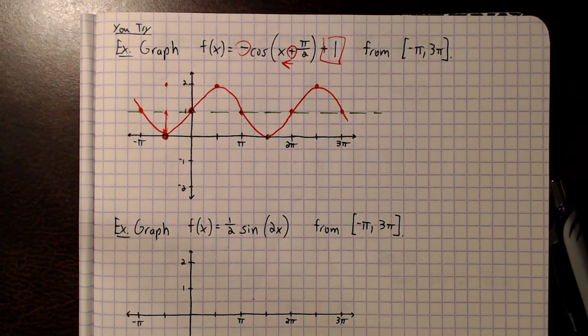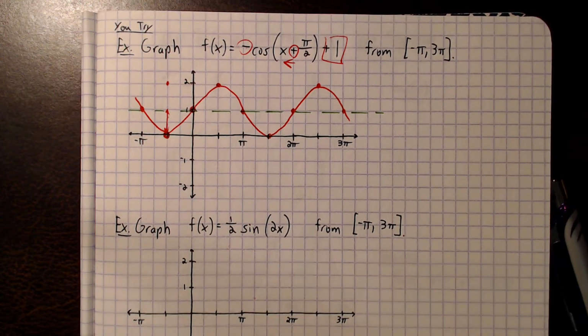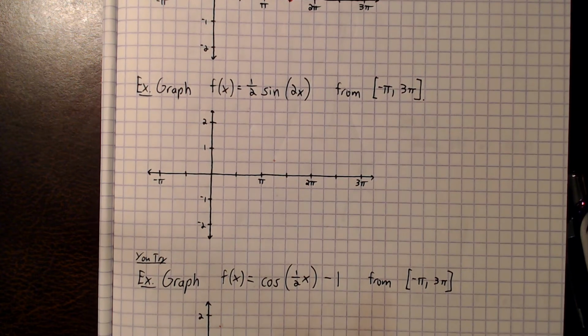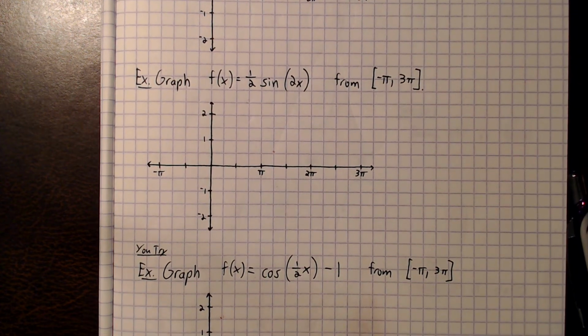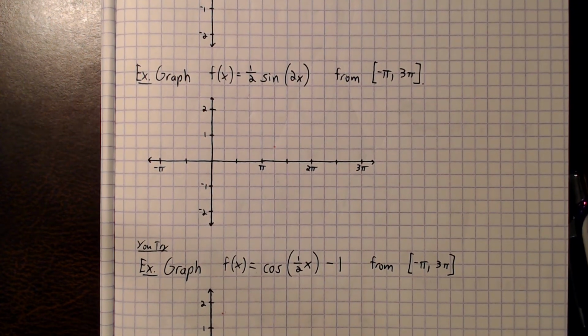That seems to be the graph that we're looking for. Hopefully you got that, and we can move on to the next one. Alright, this time they give us 1/2 amplitude of sine times 2x. Whoa. Well, that's something that's messing with the period.